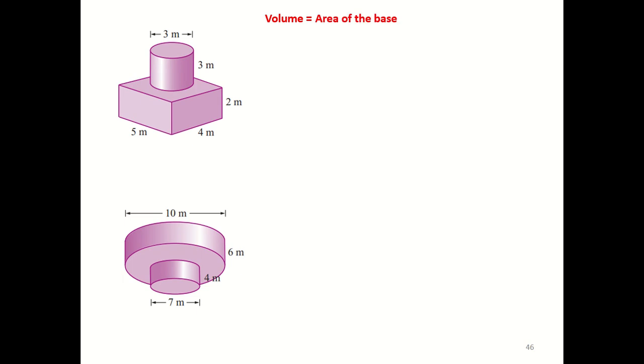Here we're given two prisms, which is a cylinder and a rectangular prism. I will firstly calculate the volume of the rectangular prism, which is 5 times 4 times the height of the prism, which is 2 meters. And when you multiply those, you will add it with the volume of the cylinder, which is just pi r squared times h. Where there's r, you will substitute 1.5 because that is the radius of the cylinder.